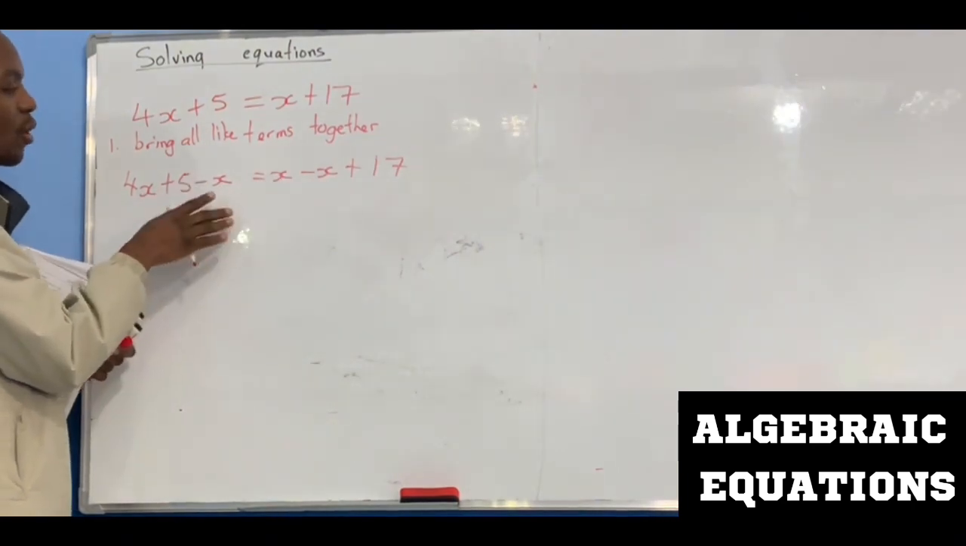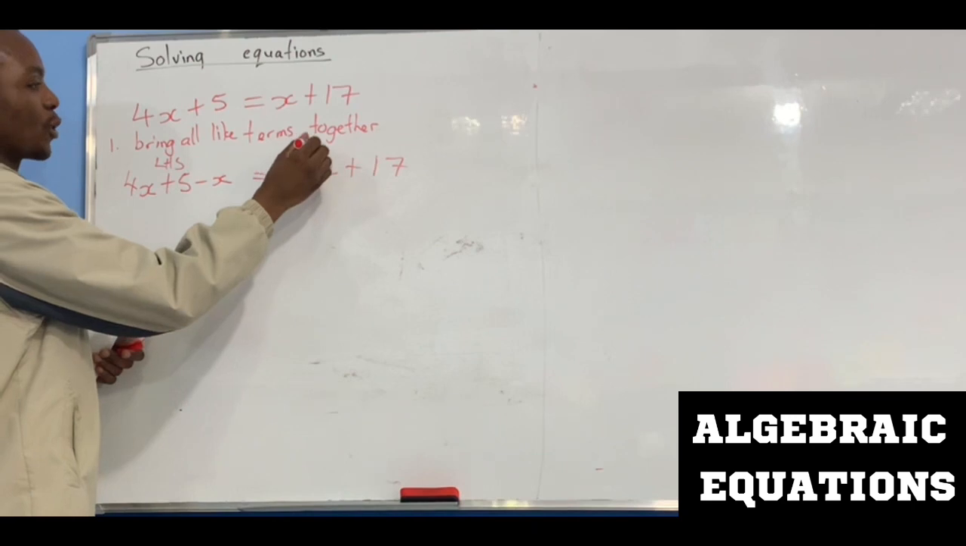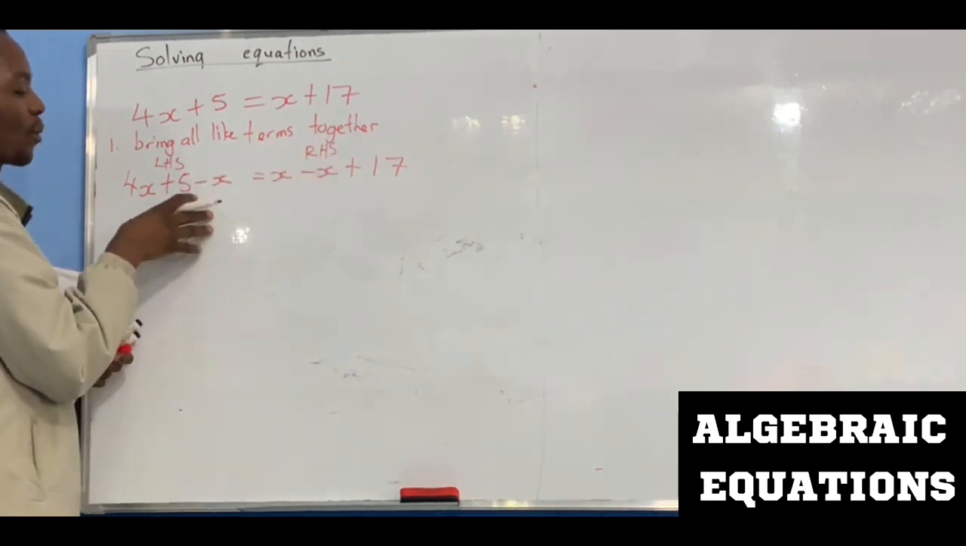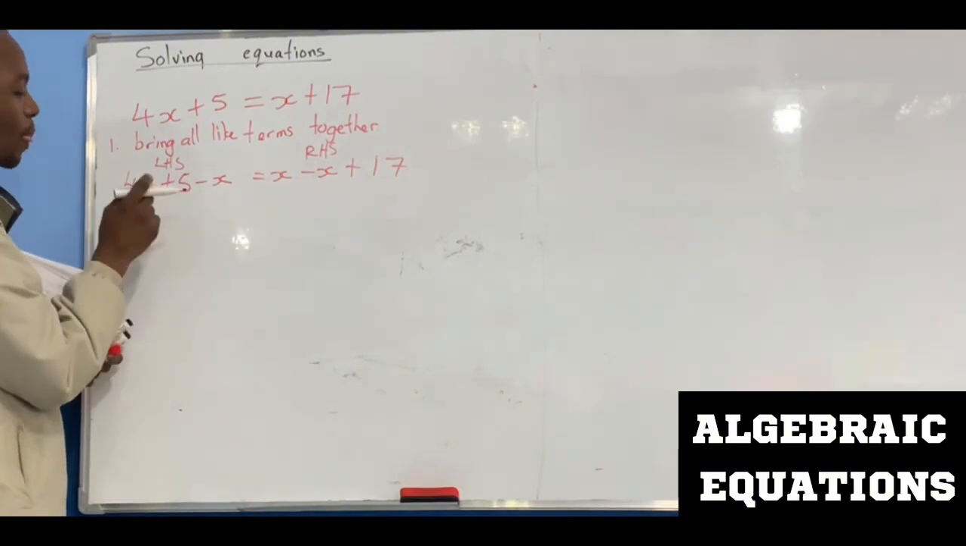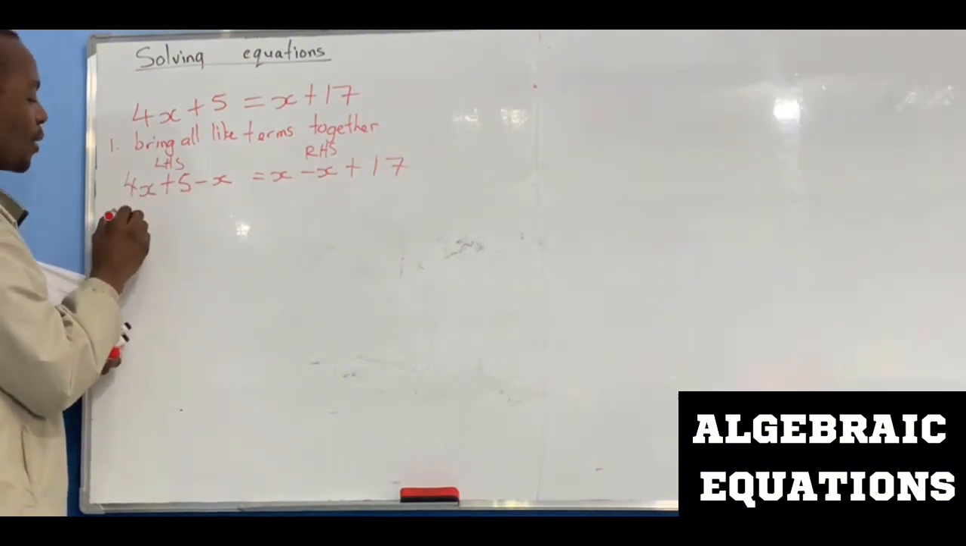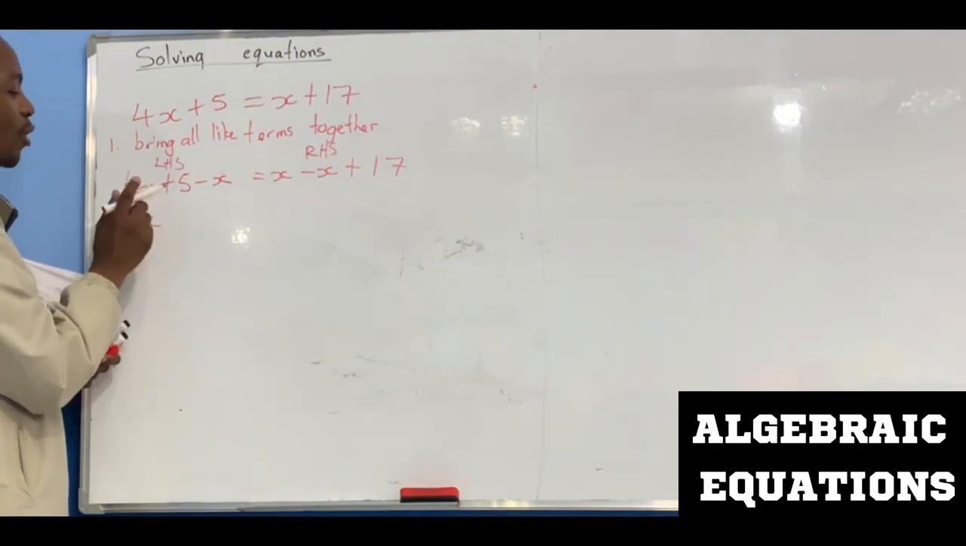It maintains its equality. Whatever we do on the left hand side, we must also do on the right hand side so that the equation remains balanced or equal. So this is how we solve equations. Now we rearrange so that we can work them out.